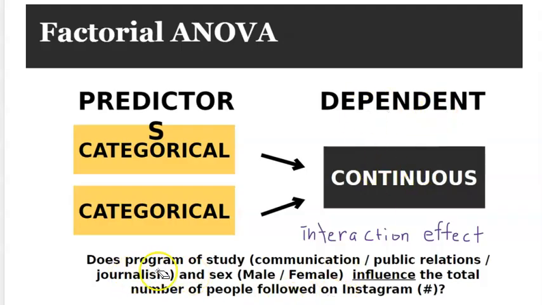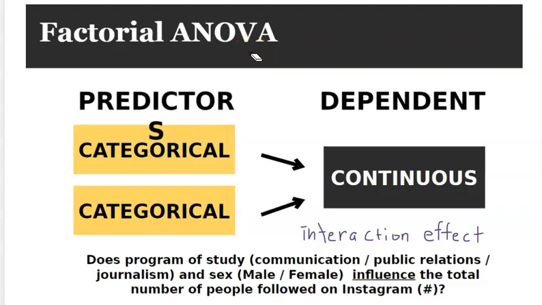For example, here, the program of study, communication, public relations, and journalism, has three groups in one variable, and sex, male and female, has two groups. So these are two independent variables. How do they affect the continuous variable, the total number of people followed on Instagram? That is the factorial ANOVA.